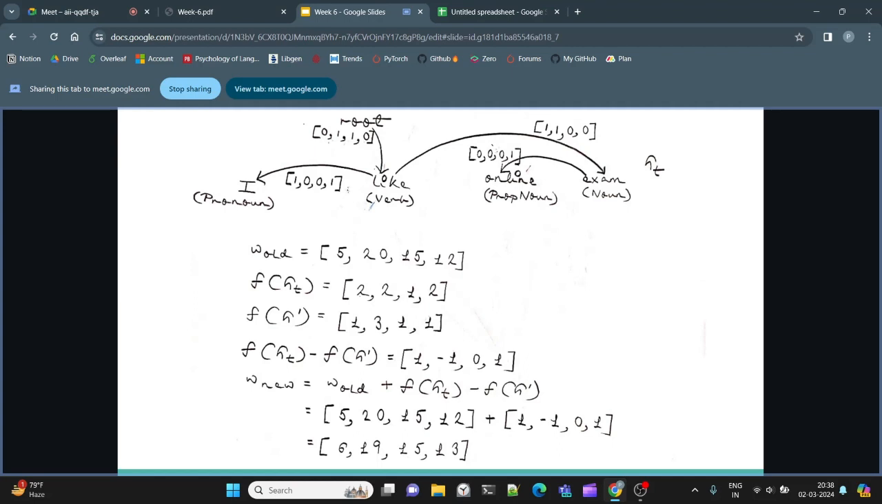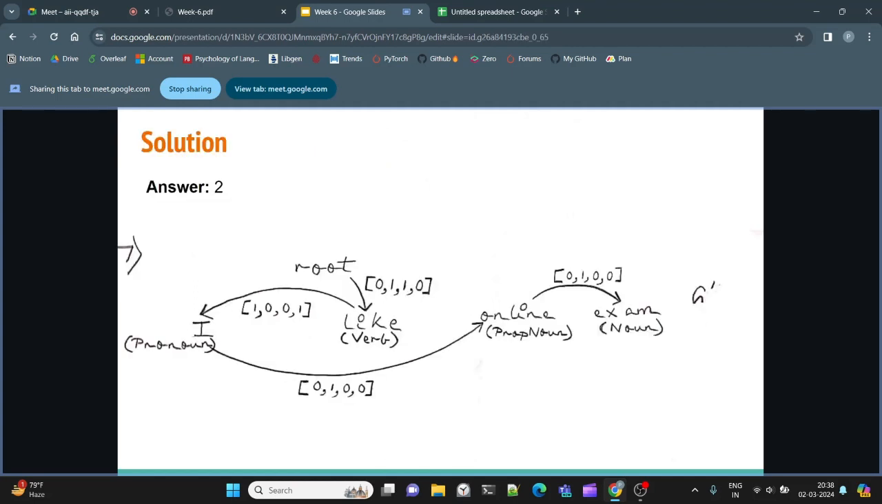Ma'am, GT and G dash, the transition graph that you have drawn, are different. In the question, like directly goes to exam, but in the G dash, I goes to... how?